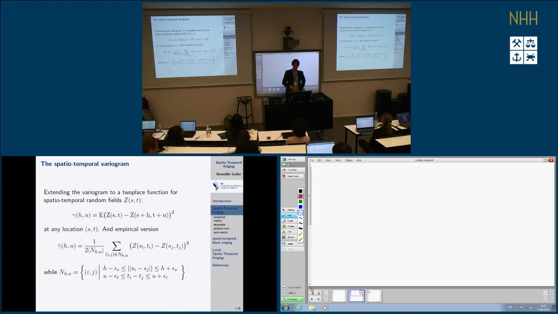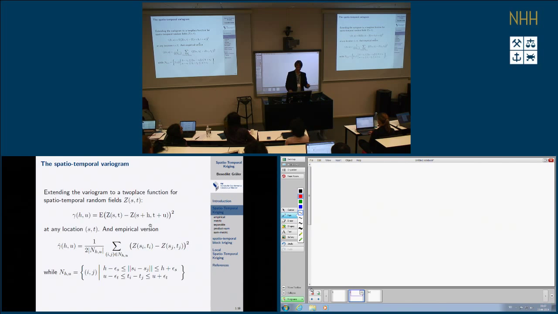But now really moving to the spatial-temporal case, where we assume we have a spatial-temporal random field. So it's not only defined on a single location in space, so we always need space and time. And we still stick to an isotropic stationary field, keeping in mind there's a problem with spatial-temporal anisotropy between kilometers and days.